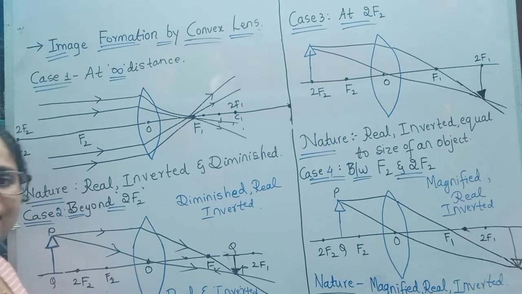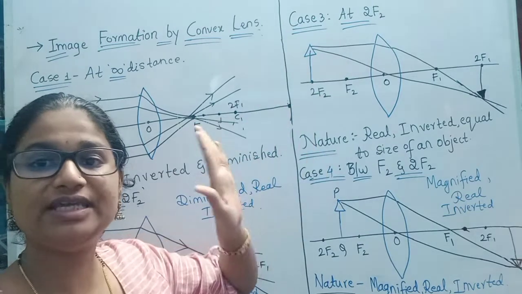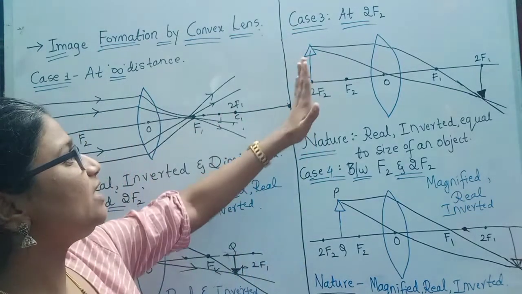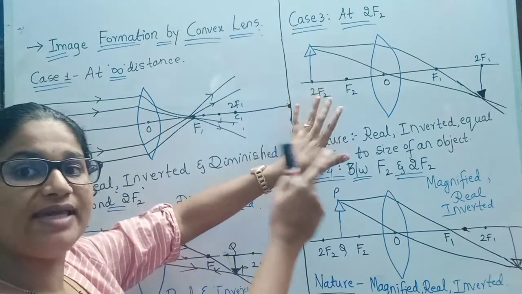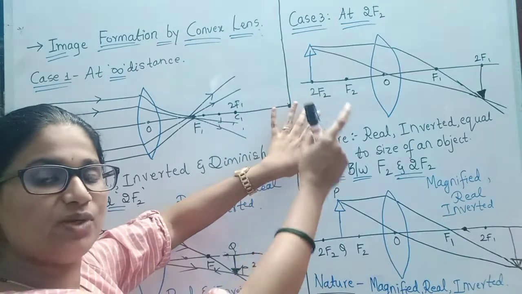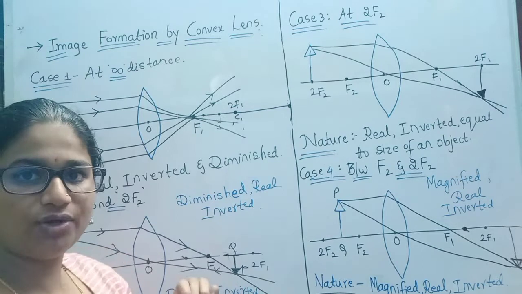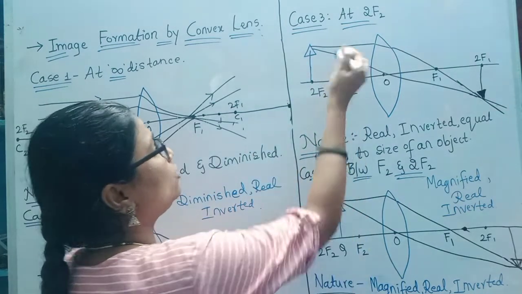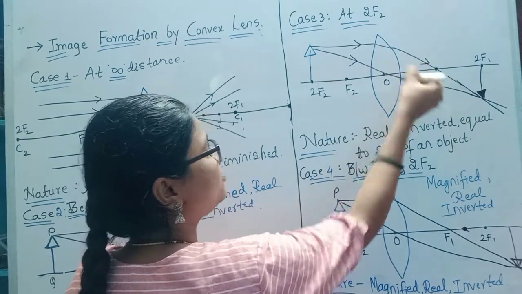This is the case. In the next case, what happens here? We will bring the object nearer to the lens. We will keep the object at 2f2. 2f2 means twice the focal length; the distance will be twice the focal length from the optic center. Now, let us take two rays here. Don't forget to mention the direction of the light rays.